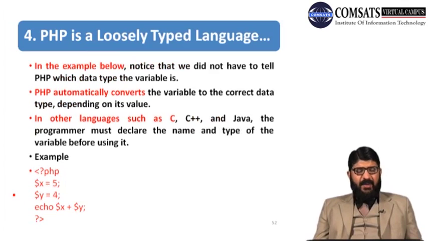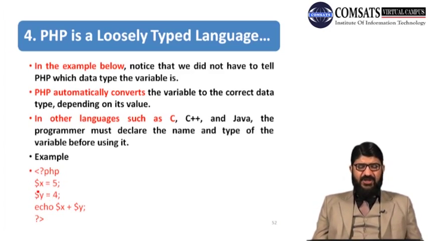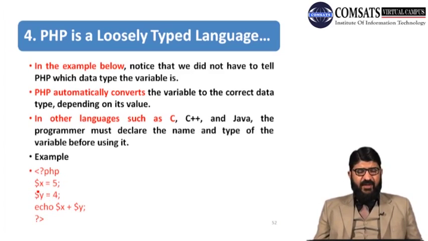And always remember that PHP is basically a loosely typed language. In the example below that is written, if you do see, x is assigned 5 and y is assigned 4, and हमने वेरिएबल बता दिया, बट हमने वेरिएबल की डेटा टाइप को मेंशन नहीं किया कि इंटीजर है या फ्लोट है. So this is said to be loosely typed. PHP automatically converts the variable to correct data type. Depending upon the value वो उसकी data type को settle कर लेगा.